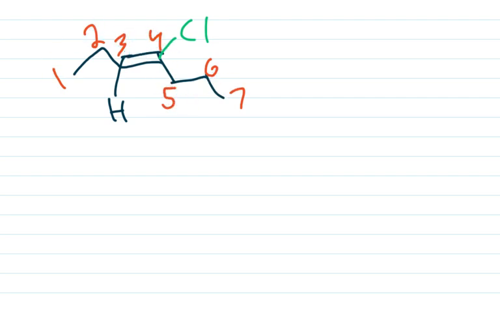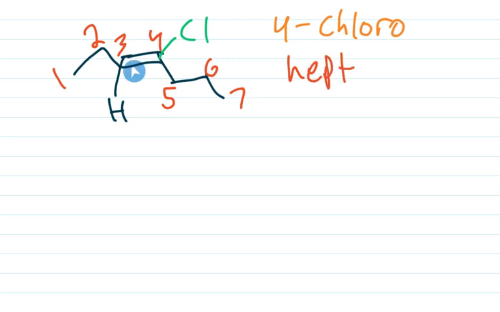Knowing that, now we just name it like we name any other alkene. What carbon number is the double bond at? The double bond is on 3. What carbon number is the chlorine substituent coming off of? That's 4, so it would be a 4-chloro. And the prefix we would use for the longest carbon chain, which is 7, would be hept. We know there's a double bond here and this is an alkene, so it would be heptene.